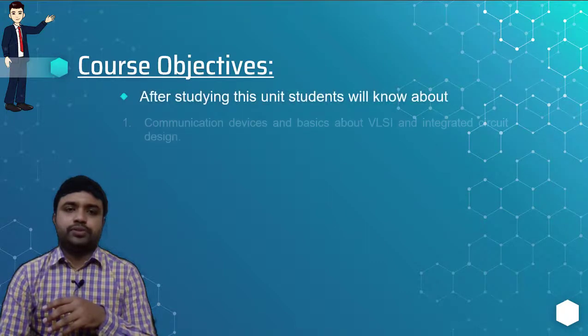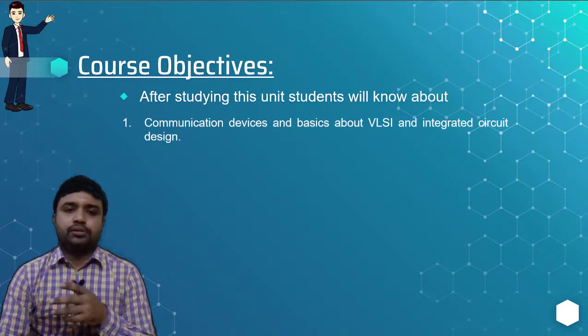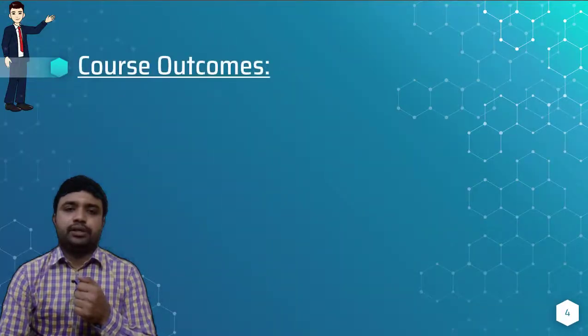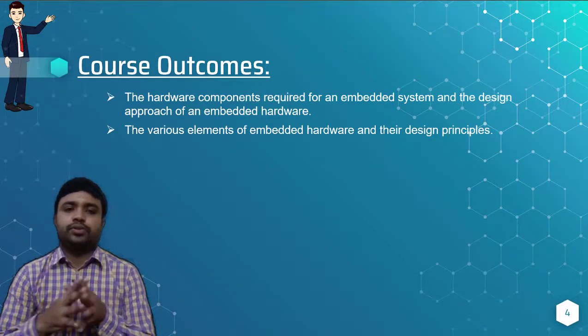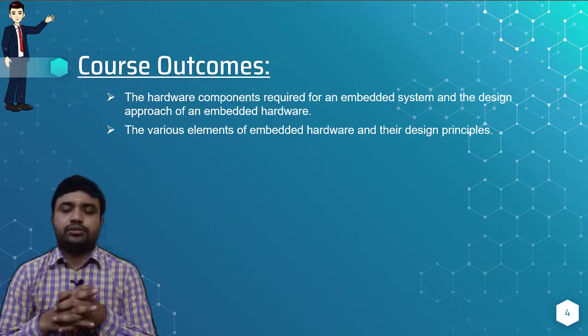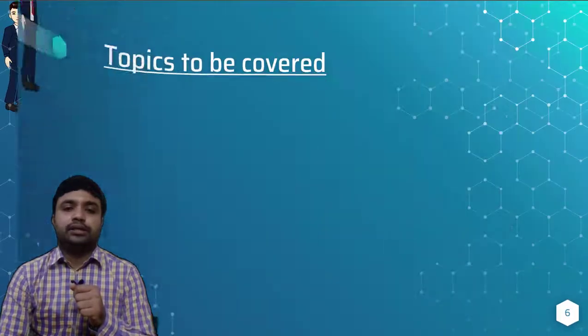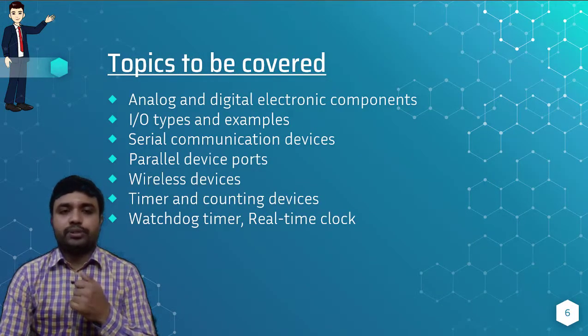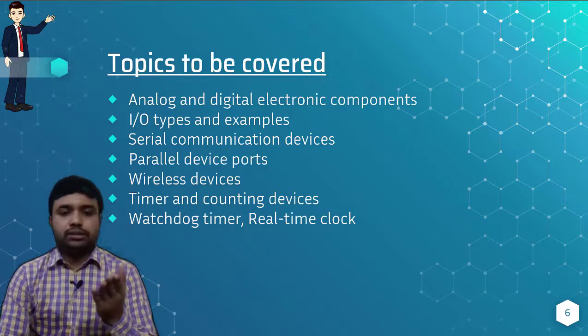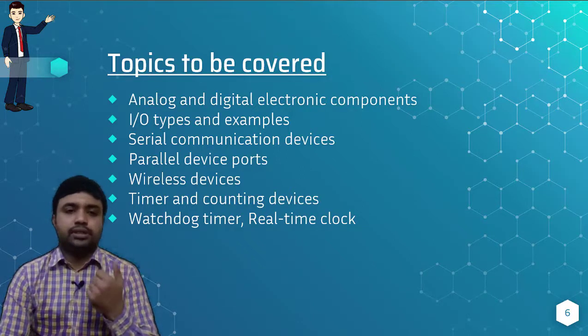Right, so the objectives for this unit is to know about the communication devices and basics about VLSI and integrated circuit design. And the outcomes from this unit is going to be the hardware components. The students will learn about the hardware components required for an embedded system and the design approach of an embedded hardware and the various elements of embedded hardware and their design principles. So these are the outcomes, and the topics that we are going to discuss are the same topics from your syllabus.